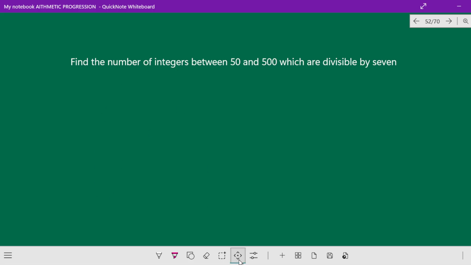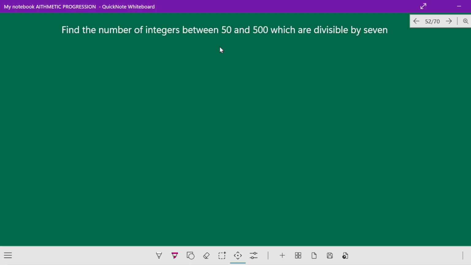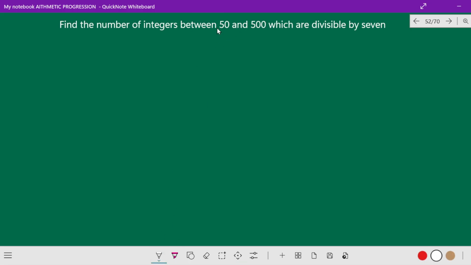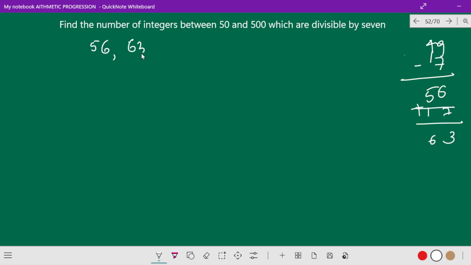Find the number of integers between 50 and 500 which are divisible by 7. Between 50 means it should not be 50, it should be after 50: 51, 52. The last number before that is 49, which is a 2-digit number before 50. Then you add 7 to this. What will you get? Because divisible by 7, 56 will be my first one. 56 plus 7 will become 63. Last will be between 500.